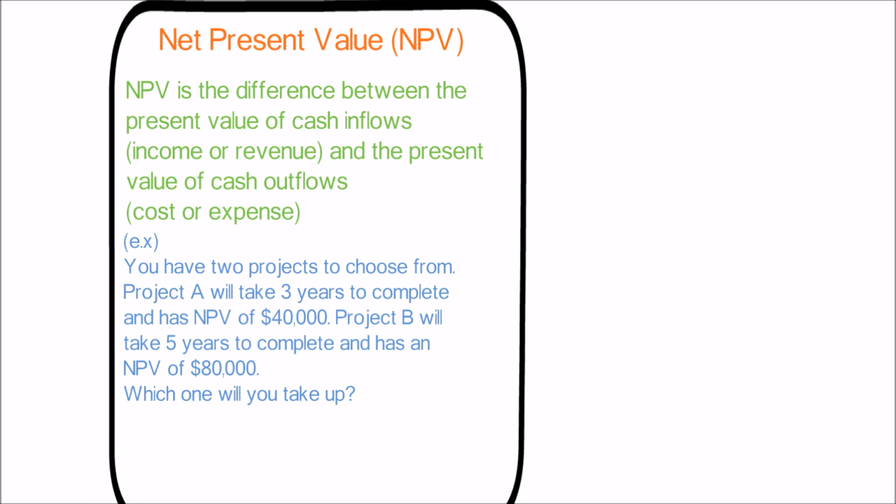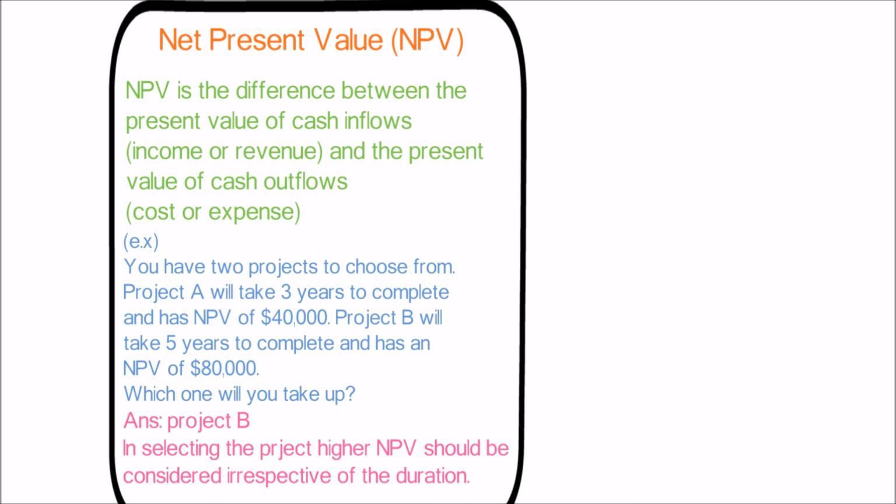Example. You have two projects to choose from. Project A will take 3 years to complete and has NPV of $40,000. Project B will take 5 years to complete and has an NPV of $80,000. Which one will you take up? The answer is Project B. In selecting the project, higher NPV should be considered irrespective of the duration.